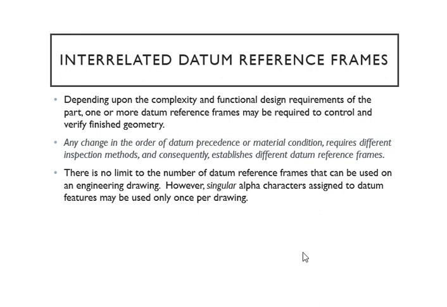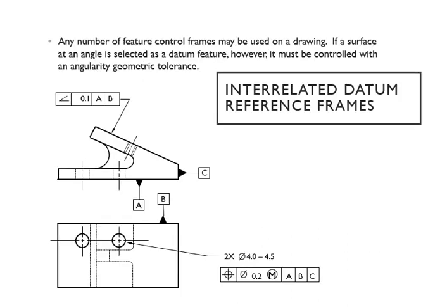We don't really have a limit to the datum reference frames, so you can use as many as you need in your part. But when you assign the characters or letters, you can only use each once. You can't do two A's or two D's or two C's. And it doesn't have to be ABC all the time.